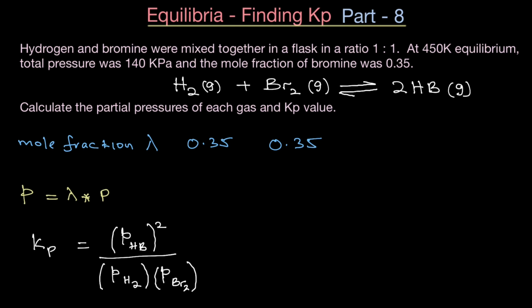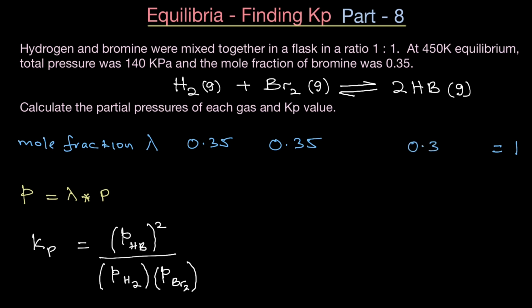Therefore, the total mole fraction in a closed system is 1. And we could find the mole fraction for hydrogen bromide by adding these 2 mole fractions of bromine and hydrogen, which is 0.7, and take it away from 1. That will give the mole fraction of hydrogen bromide. So hydrogen bromide will be 0.3.